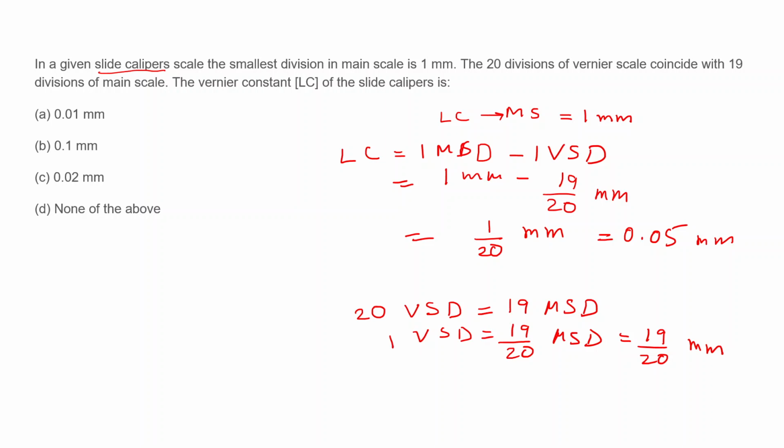No, I'm sorry. So we have to calculate the least count, which is one main scale division minus one vernier scale division. Now 1 millimeter minus 19 by 20 millimeter.